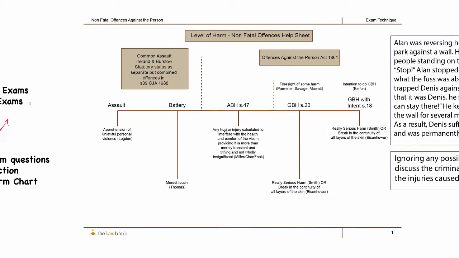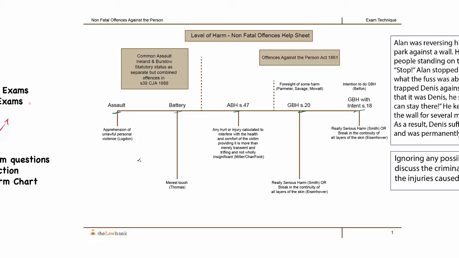The level of harm chart can be downloaded free from www.thelawbank.co.uk. If you just go to free resources, it's one of the 3 documents contained at the bottom. And what I have done here is clearly set out the 5 non-fatal offences that we cover in AQA, and incidentally they're the same offences that will be covered in all of the other examination boards, and I will deal with examination questions for the other boards in due course.